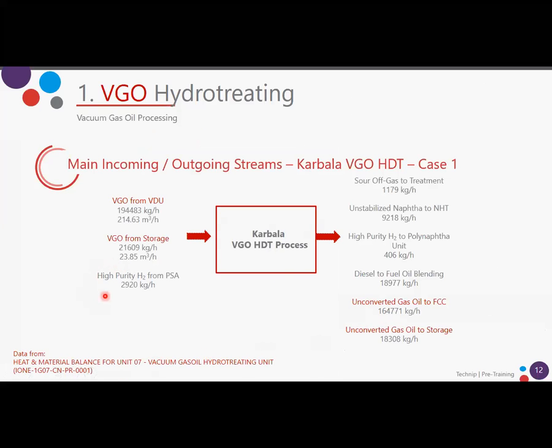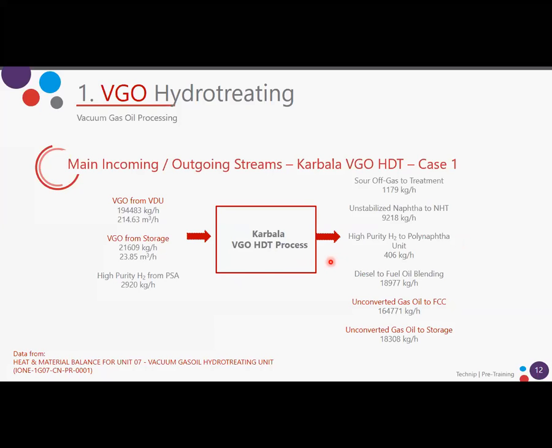This is because the hydrogen here needs to be compressed. You need a pressure here because we have very high pressures in the reactor. So it goes through the unit, it is compressed, part is consumed in the HDT, and part goes to the high purity hydrogen for the polynaphtha. It is not produced by the HDT, but it was only to show you that this purity hydrogen goes to the HDT and to the polynaphtha unit.